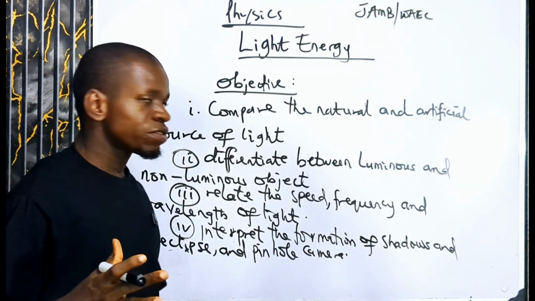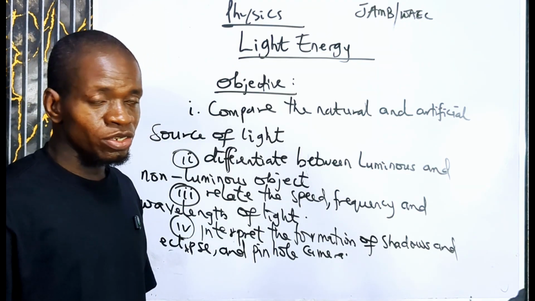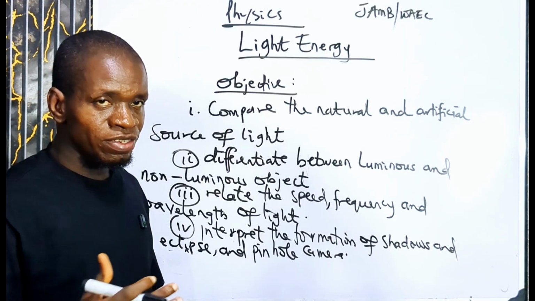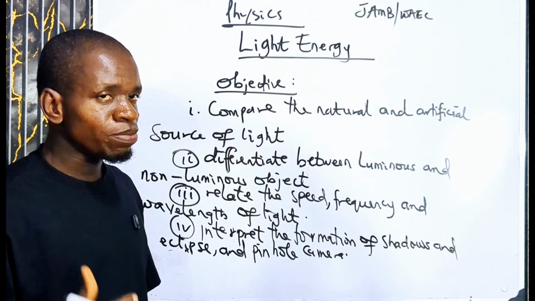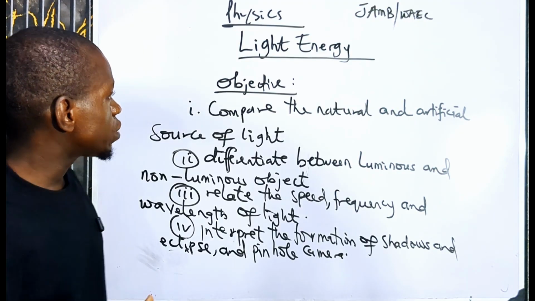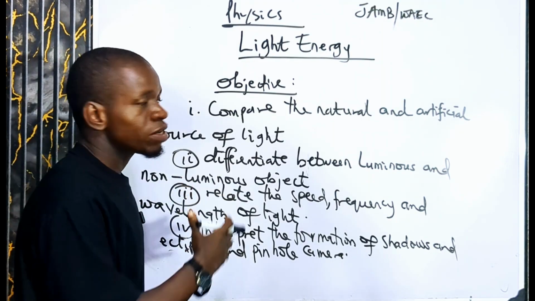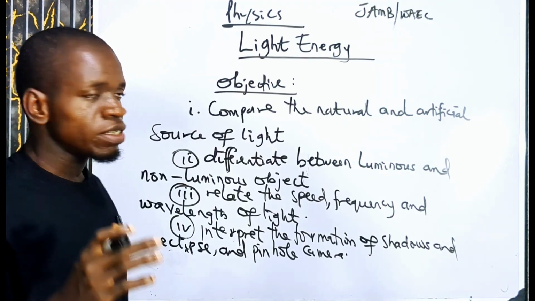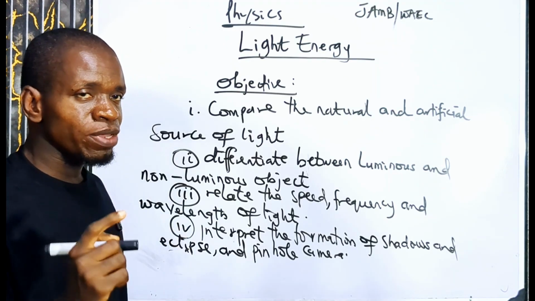Still on the mission of you succeeding to make sure that you get your examination, you score 90 and above in your physics in your JAMB. So today we're going to be considering the following. First of all, we're going to be considering the topic called light energy. And in this light energy, you are expected to learn the following.